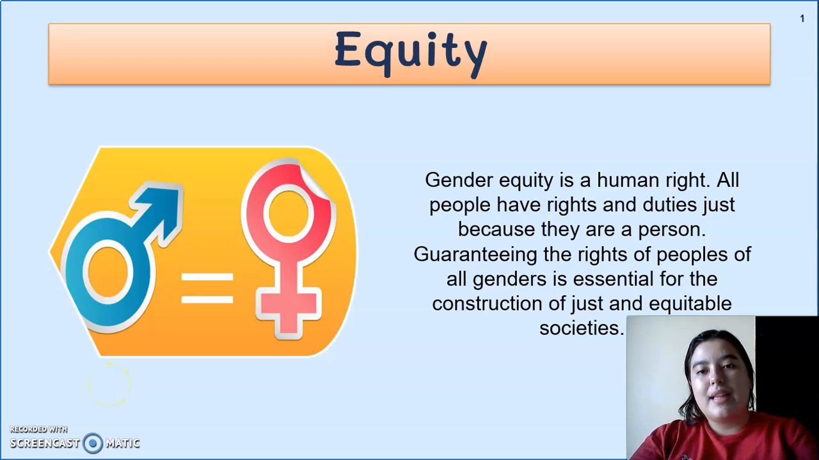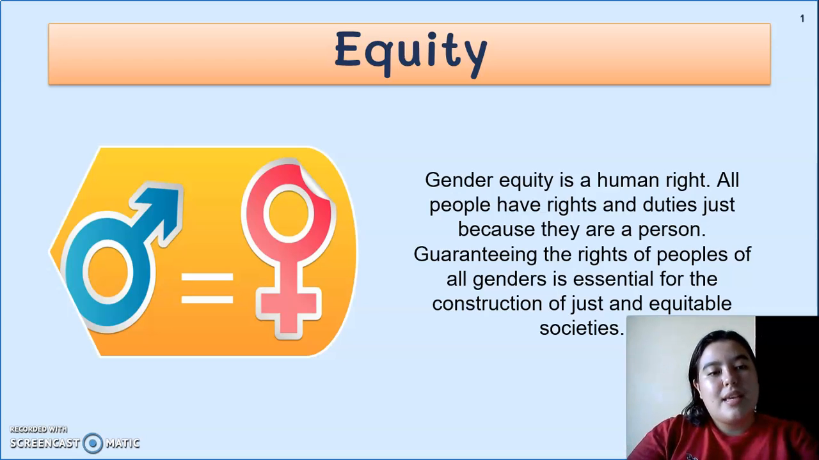This is Math II class, and first I'm going to talk about the value for July, that is equity. Gender equity is a human right and all people have rights and duties just because they are a person. Guaranteeing the rights of people of all genders is essential for the construction of just and equitable societies.